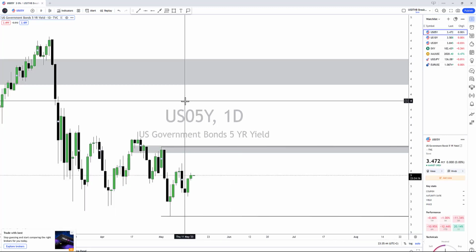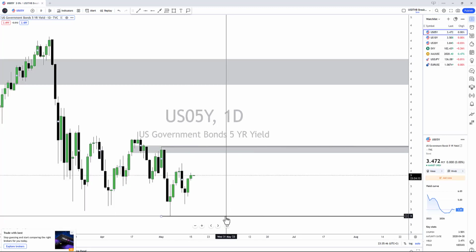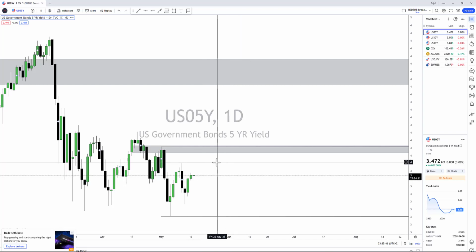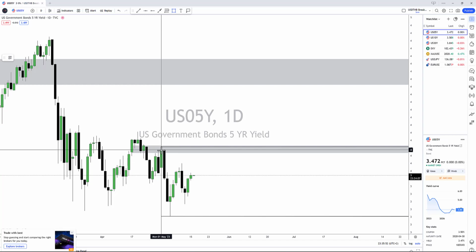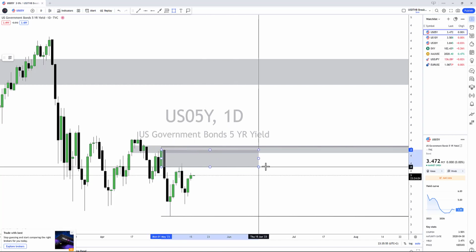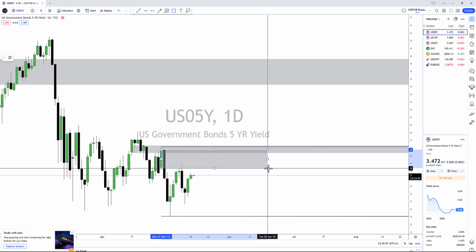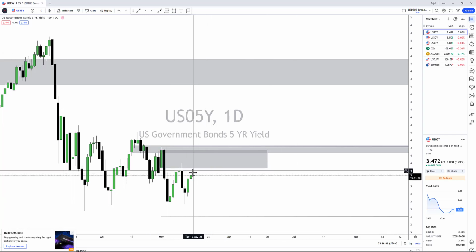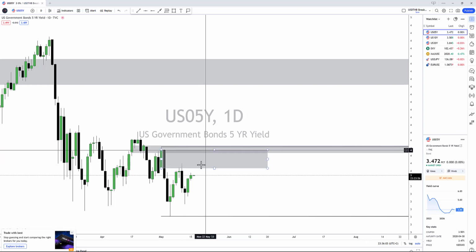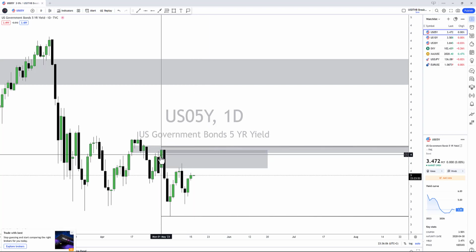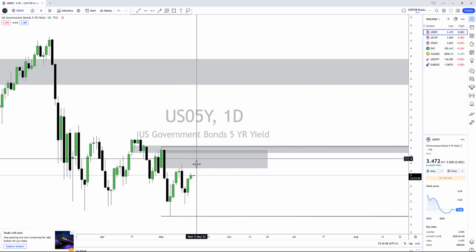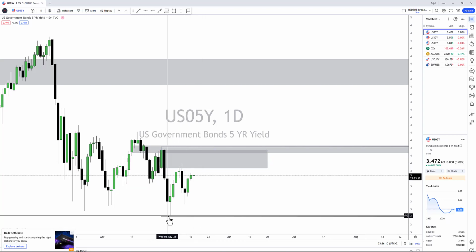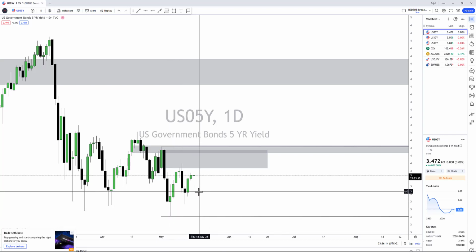Then we get the 5-year. Now on the 5-year, the daily time frame, you can see where our bearish order block is right here. See, that's our 5-year bearish order block. Expect price to find resistance inside the gray shaded area of our bearish order block. And where is our target? The current low of the month, right?